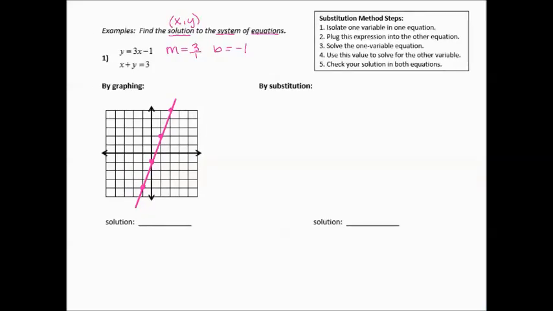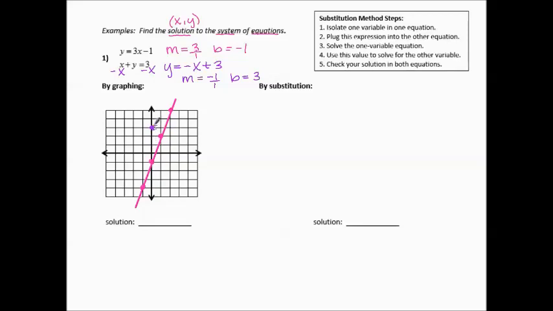For my second line, I have x plus y equals 3. Here I can't graph it until it's solved for y, so I'm going to subtract x from both sides. So I have y equals negative x plus 3. Again, I'm going to identify my slope, which is negative 1 over 1, and my y-intercept, which is 3.